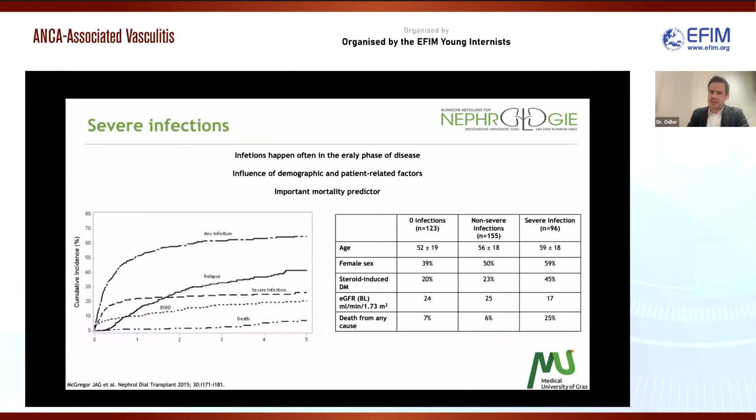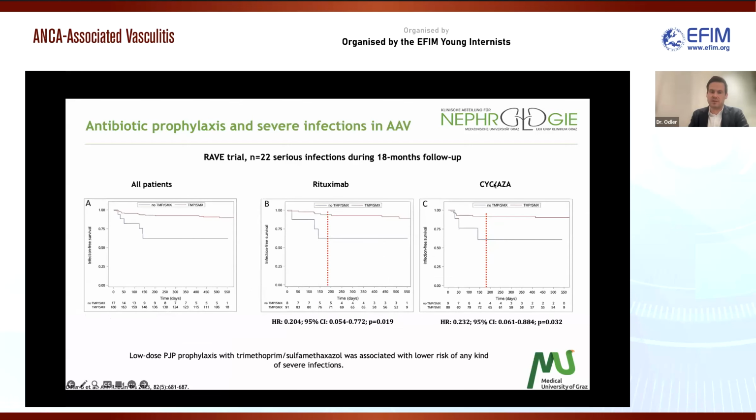The severe infections are happening often in the early phase of the disease, as you can see here, and it's influenced by different demographic and patient-related factors like comorbidities or sex of the patients or the extension of kidney involvement. We performed the post-hoc analysis of the RAVE trial looking for predictors of serious infections.